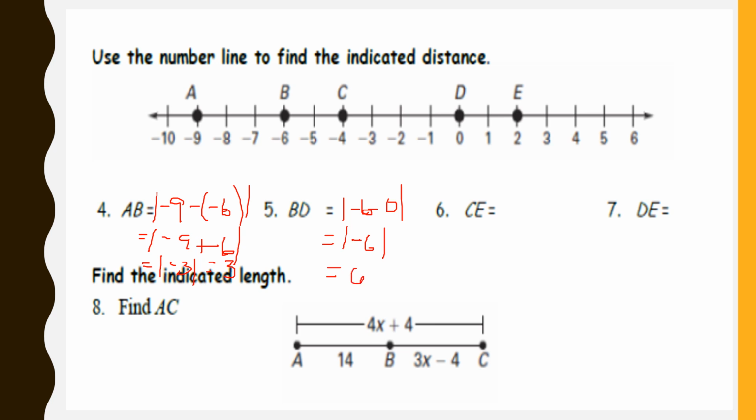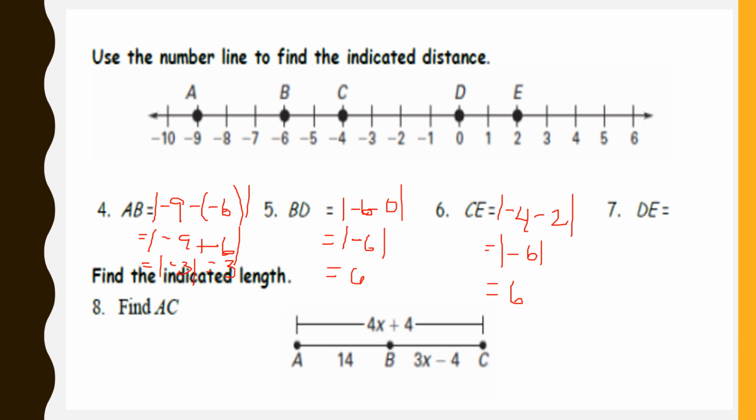Okay, what about C and E? For C, we have negative 4 minus 2. Okay, so we get negative 4 plus negative 2, which is negative 6. The absolute value of negative 6 is 6. So therefore, it is 6 units from point C to point E.